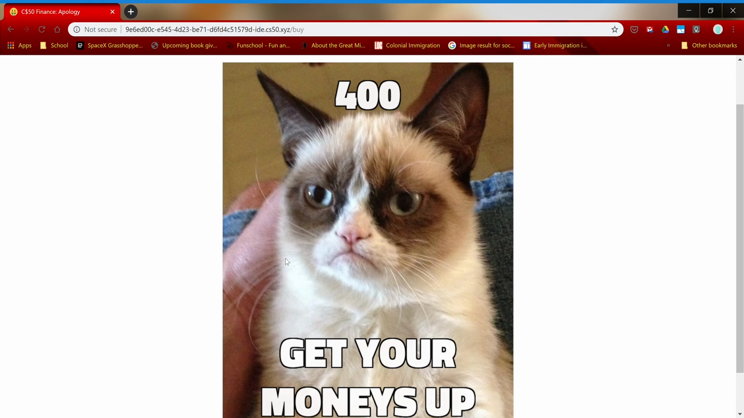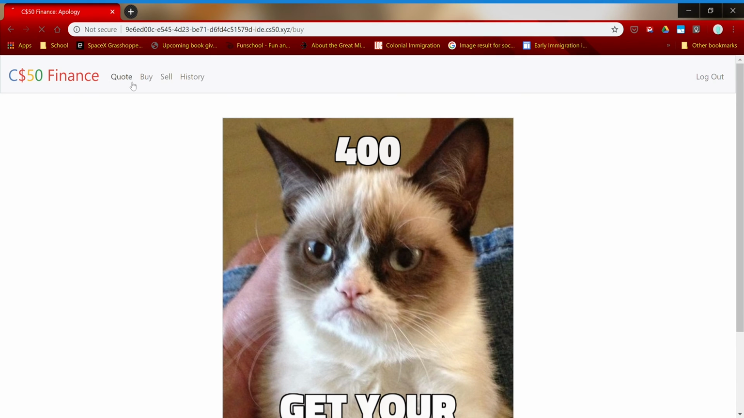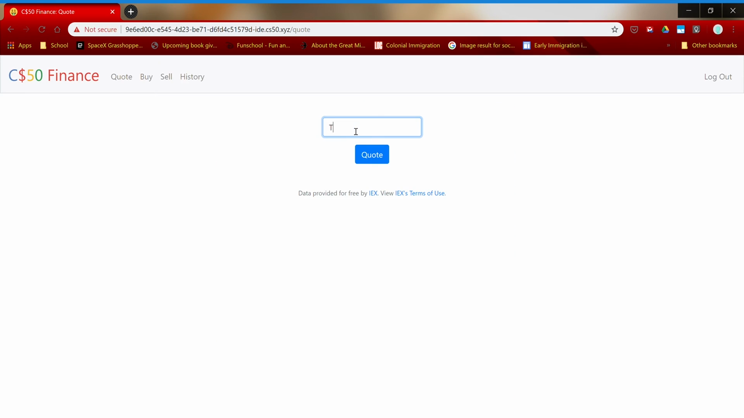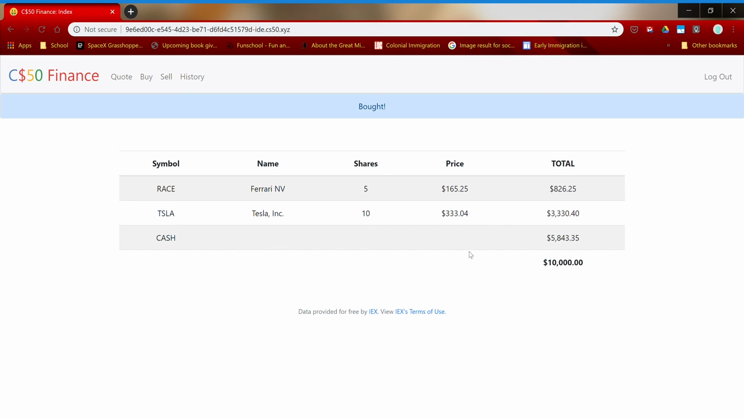I think that might be some wise advice, because if we go back to quote and look up Tesla, well, there's a good check of the invalid symbol. But first, let's go correctly to Tesla. It costs $300, quite overpriced. But if we tried to buy 1,000 shares, that's a lot more money than we have. So I guess we'll have to settle for 10. Then we have, now we've had a success, and we spent a lot of our money, but we have the stocks we want.